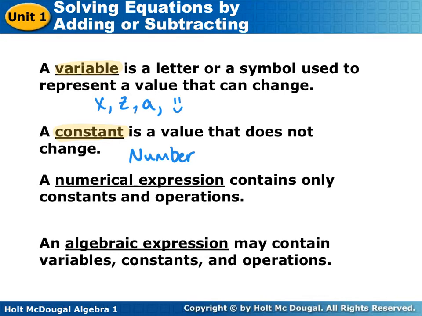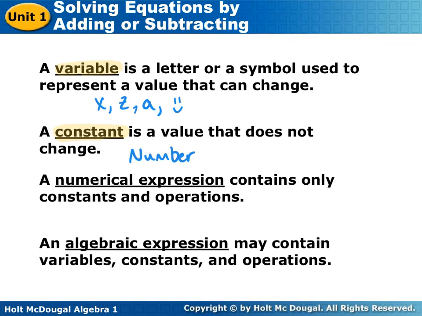Or it might be just a negative 10. It might be a positive 2.75. It is any number, any number that can be positive or negative. It can actually even be 0, even though it has no value. That would be a constant. A constant can be 0, where it adds no change.